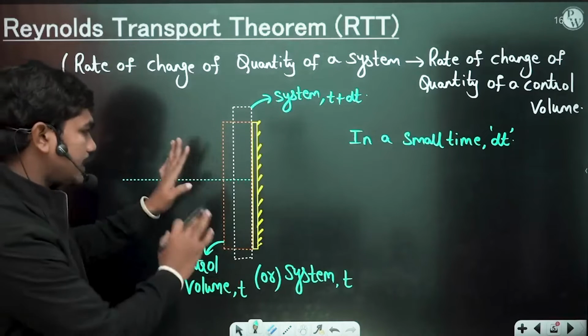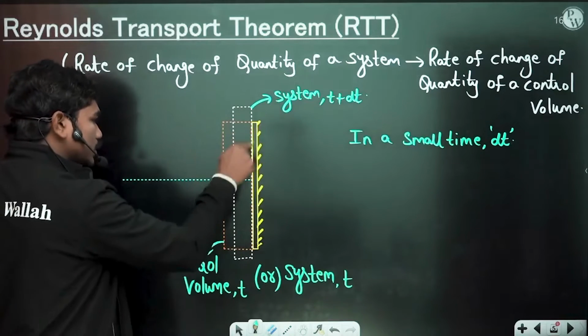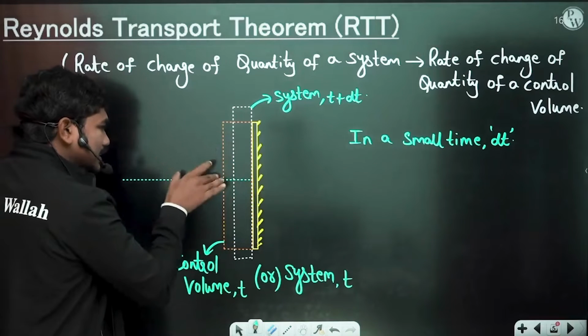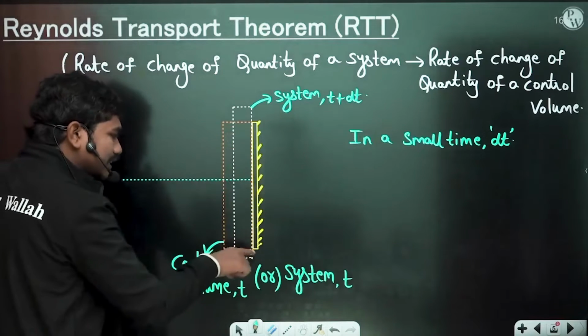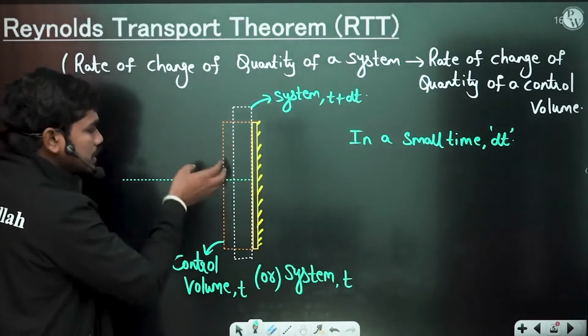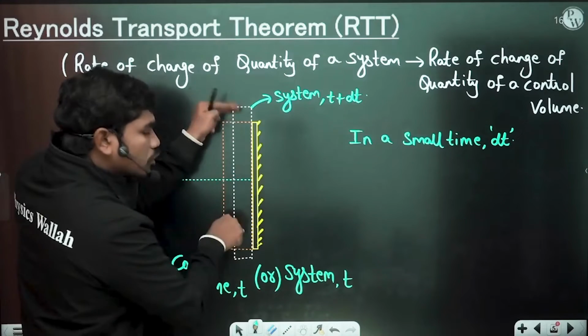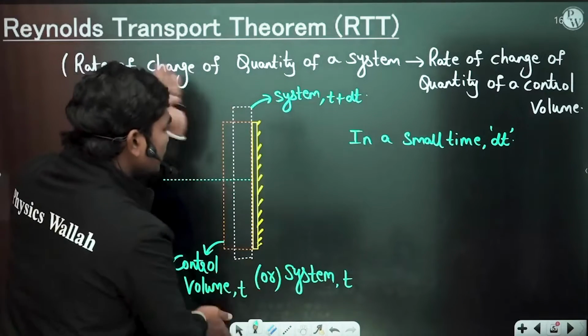Volume, but of course here in this case I am fixing my volume, so definitely my volume remained the same because this plate is fixed. But my system, the mass which is initially within this orange box at time t, now because of the flow, what happens, this mass will try to move closer to the plate and some part of the mass may go out of this control volume also because there can be flow, correct?